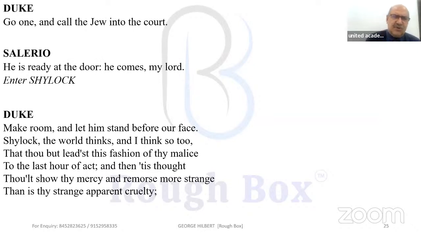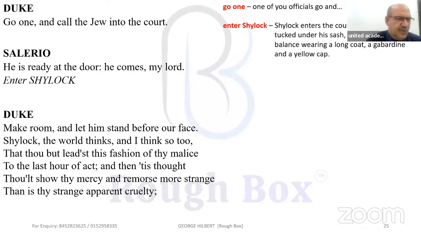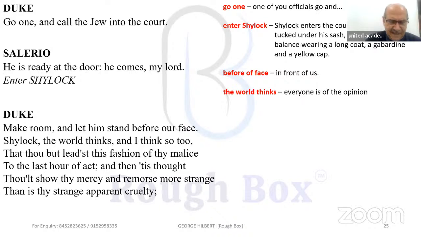And the Duke says, go one and call the Jew into the court. There are several officials sitting around. He just ushers any one of them and says, please go out and call Shylock into the court. And Salerio, who happens to be one of those officials, says, he's ready at the door. He comes, my lord. Okay. And Shylock enters. Shylock is ready at the door.